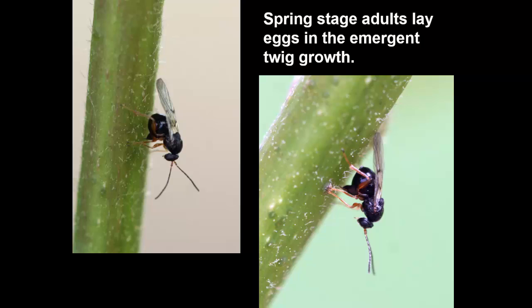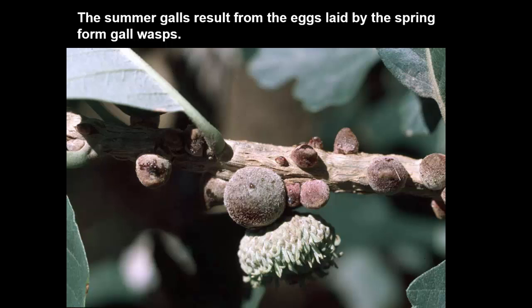And the spring stage adults lay their eggs in the emergent twig growth, and then that's what produces the summer form galls. The summer form galls, when they first erupt from a leaf, are just a little small conical type of gall. They gradually enlarge, they get smooth, and one unusual thing associated with these is that the fully formed galls also start to ooze a fluid that is honeydew-like and is attractive to wasps.